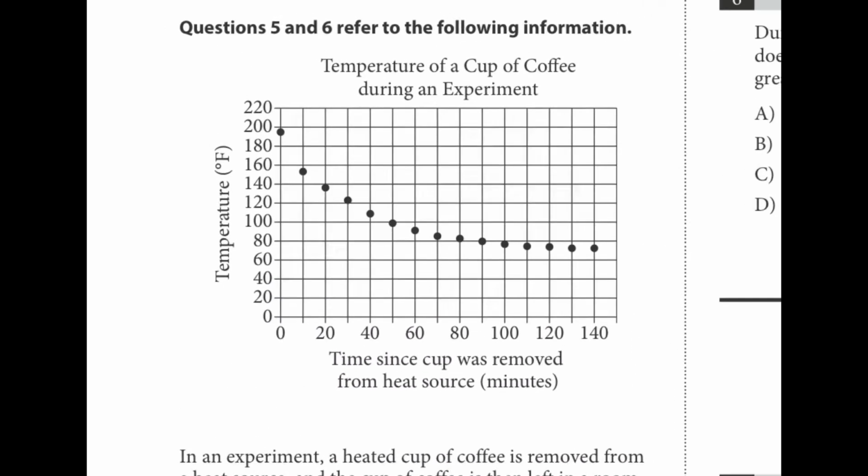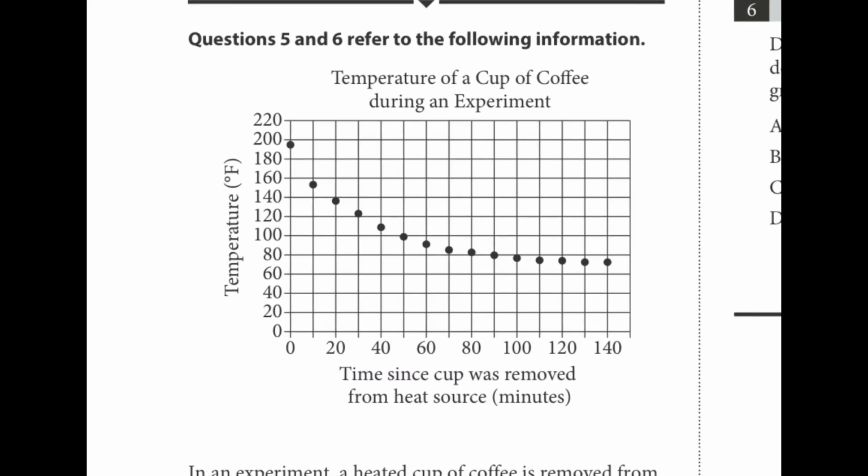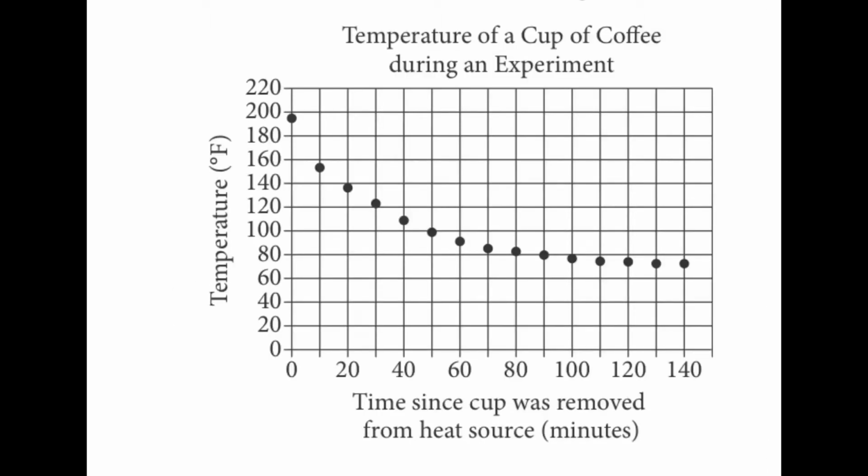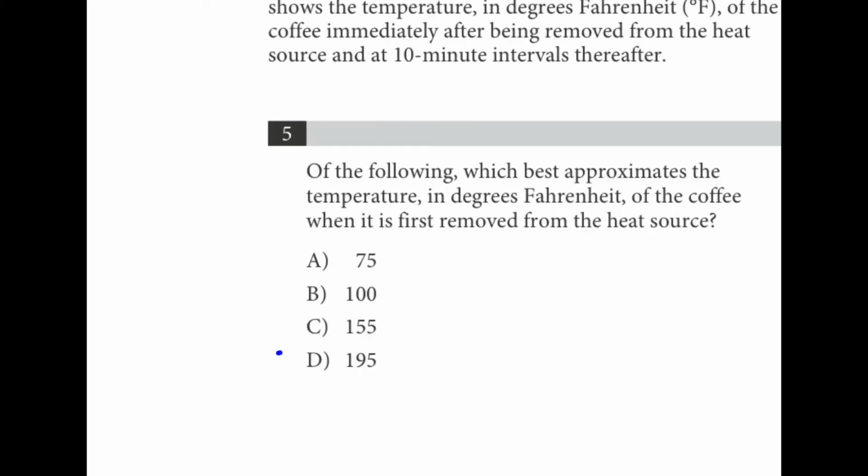So 5 and 6 use this graph that shows the temperature of a cup of coffee after it was removed from its heat source. So the temperature is gradually going down and probably equalizing here at room temperature. Of the following, which best approximates the temperature in degrees Fahrenheit of the coffee when it was first removed from the heat source? Well, if we look at our x-axis, we see a 0 here, which means when it was still on the heat source. And if we follow that up, we see a dot, which is somewhere between 180 and 200, and it's really close to 200. So our best choice is D.